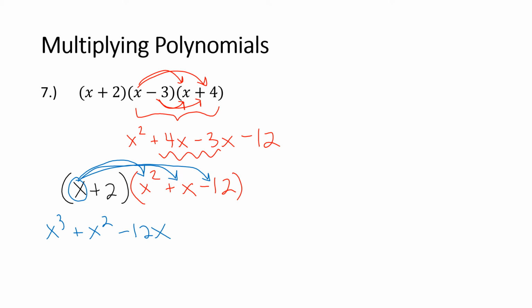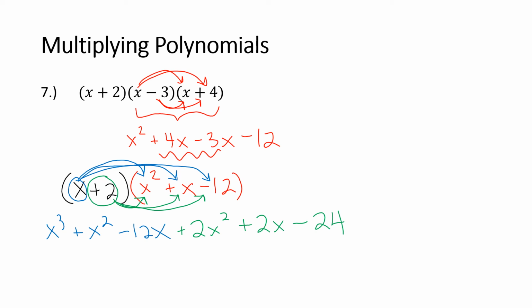And when you're done distributing that first term, we're going to switch and do the second. So now I'm going to take the 2 and I'm going to do the same thing. I'm going to do 2 times x squared is 2x squared. 2 times x is 2x. And 2 times negative 12 is negative 24.